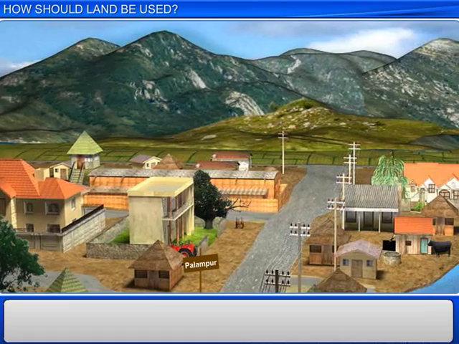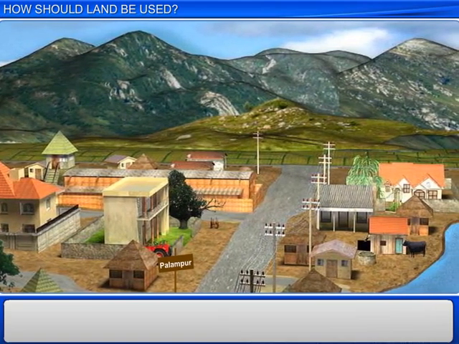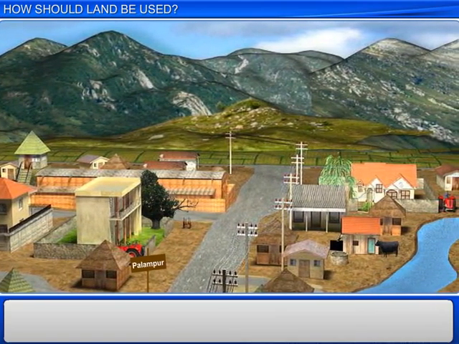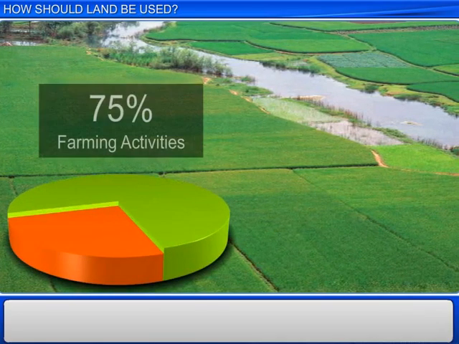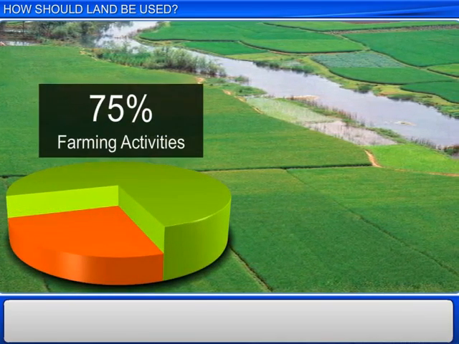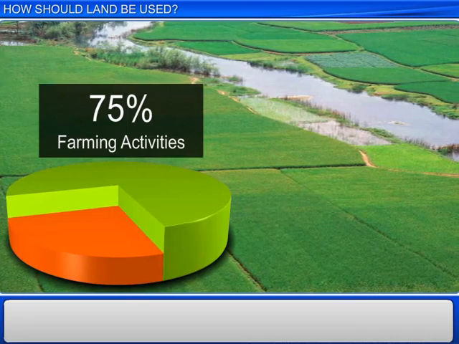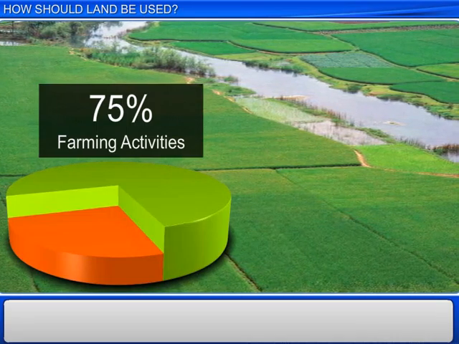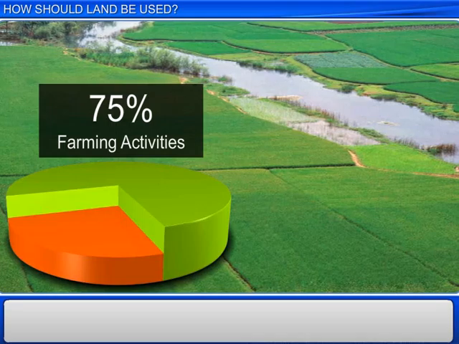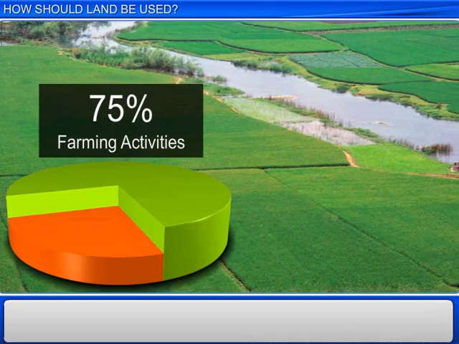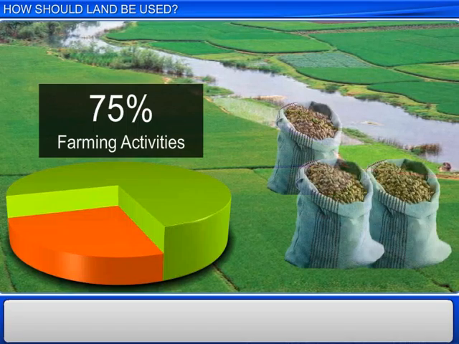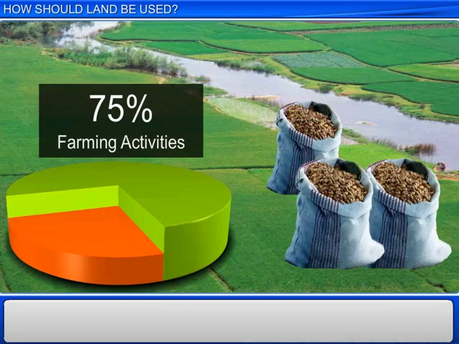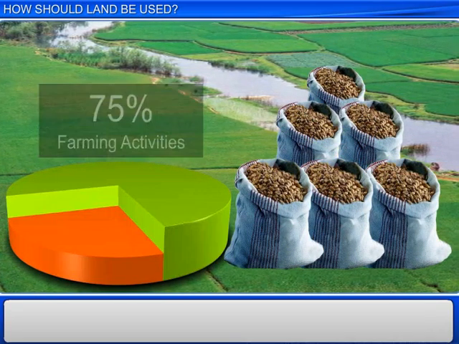As is the case in most Indian villages, the main production activity in Palampur is farming. Around 75% of the working population in Palampur is engaged in farming. These include farmers and farm laborers. The welfare of the farming community is directly dependent on farm production. The more the production, the happier the farmers and farm laborers.